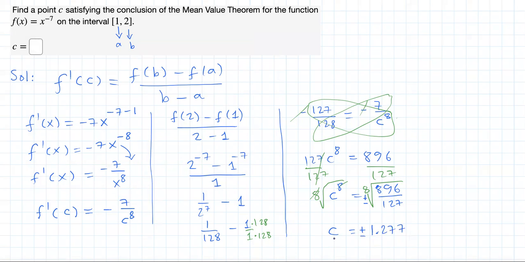Now, notice, I am looking for a solution within this closed interval, 1, 2. The negative solution is not going to be there, right? So you ignore the negative solution and you keep the positive one because this is inside the interval. So this should be our answer. Follow? Great.